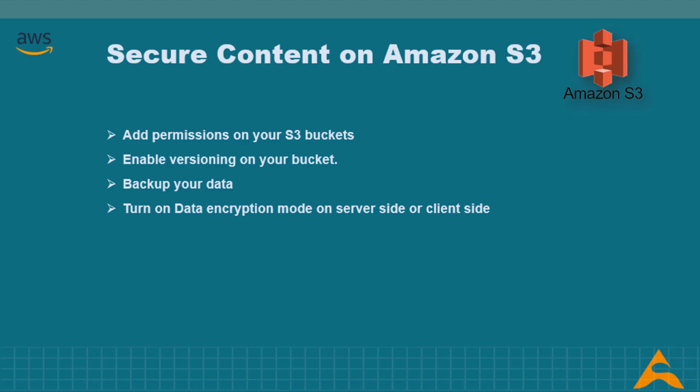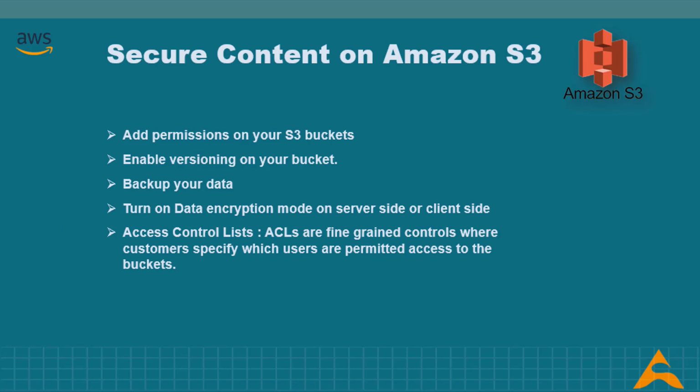Access control lists are actually another option. They are fine-grained controls that are rarely used, where customers specify which users are permitted access to the buckets. It is a good security practice, and these ACLs only allow specific authorized internal users to have access to the data in the bucket. Keep ACLs for your Amazon S3 bucket as restrictive as possible, especially those that contain highly sensitive enterprise data. Only authorized internal users should have access to the buckets.